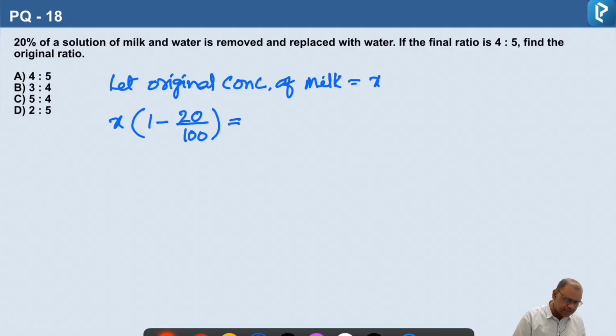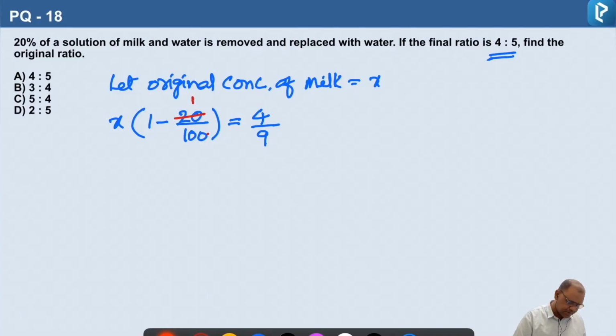The final ratio is 4:5, so 4 parts out of a total of 9 parts will be milk. So 4 by 9 is the final concentration of milk. We are equating the milk concentration here. Now let us simplify and find out the original concentration of milk.